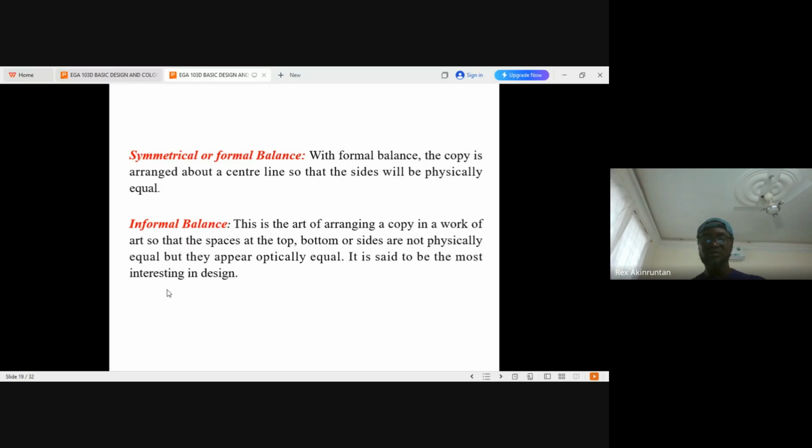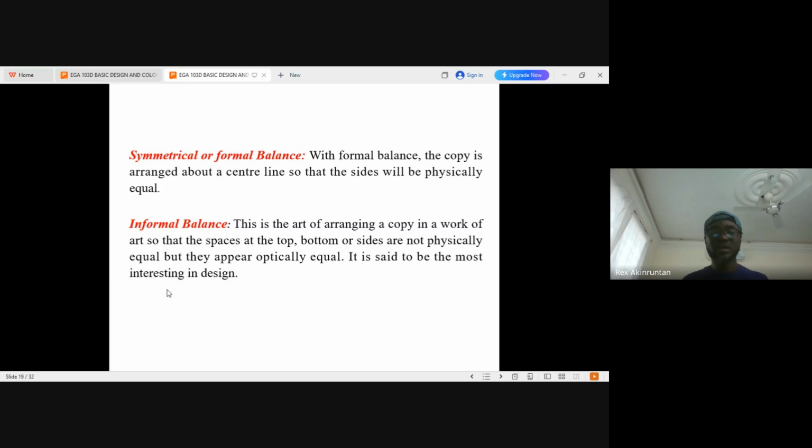this is the art of arranging a copy in a work of art so that the space at the top, bottom, or side are not physically equal, but they appear so optically. So here we are dealing with the eye, how the eye views this informal balance. It is said to be the most interesting in design.